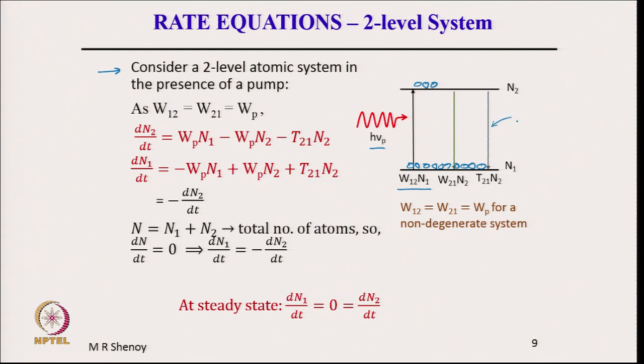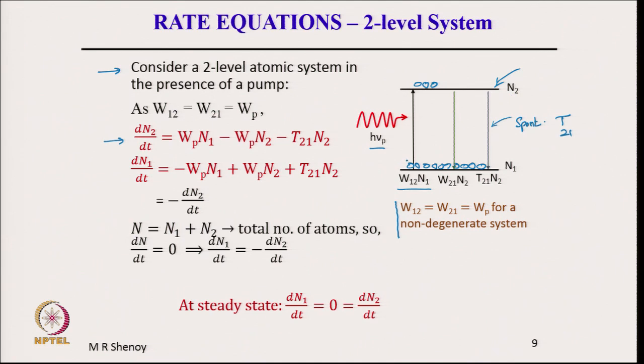So, this is spontaneous emission, which is given by the rate T21. So, the spontaneous transition rate is T21, and W12, because it is a 2-level system, a non-degenerate system. For a non-degenerate system here, W12 is equal to W21 is equal to Wp, the subscript p referring to the pump. Therefore, we can write the rate of change of population of level N2, that is this here. What is the rate of change of population?